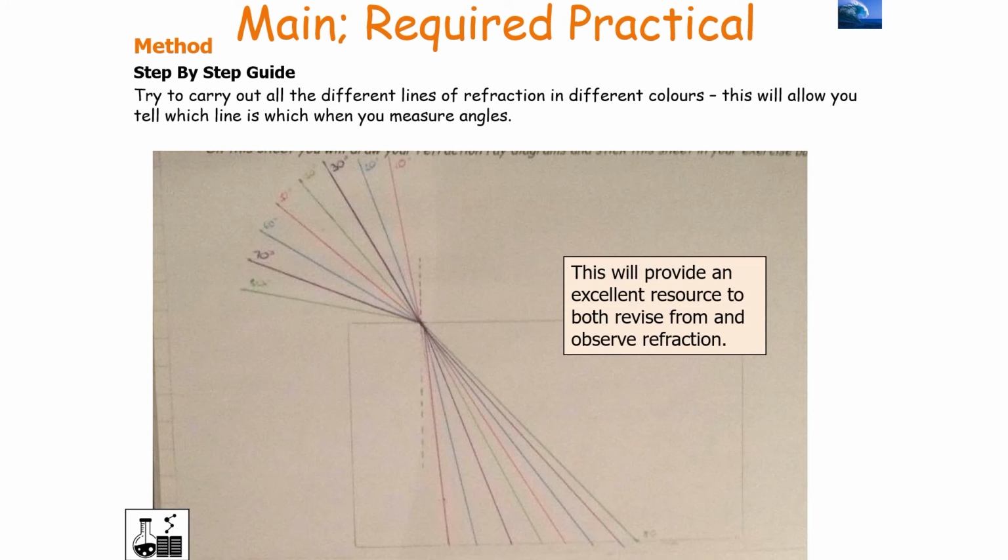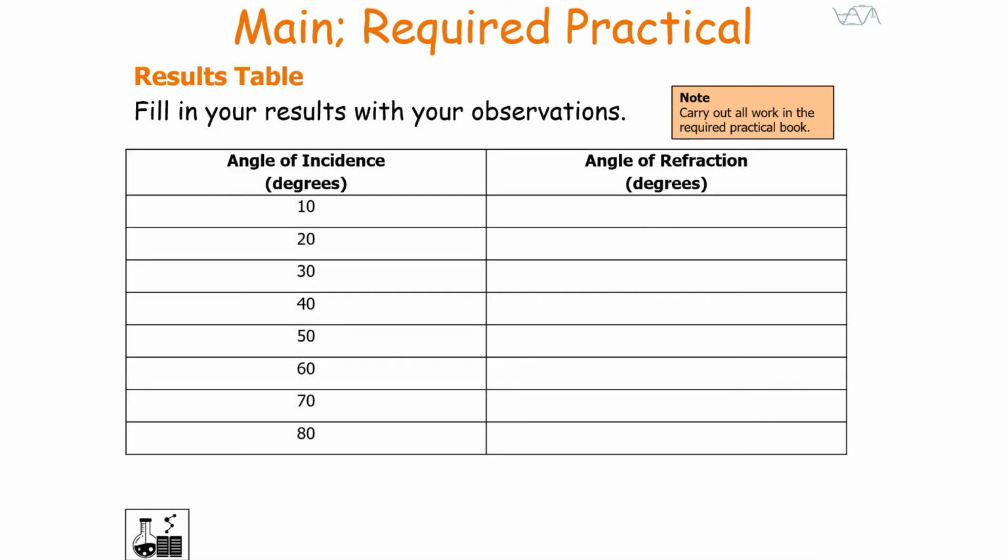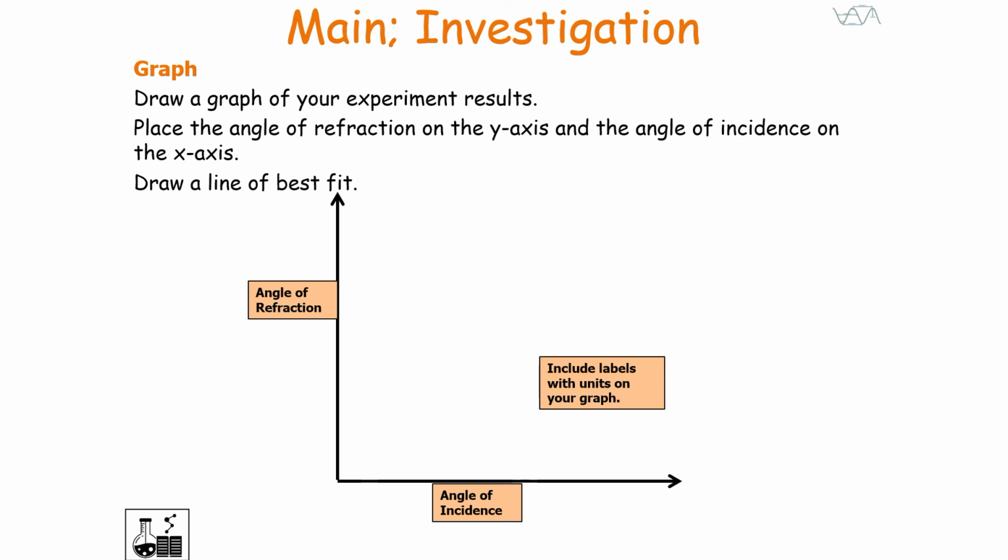Now when you're doing this, my advice would be to carry this out with different colours, because it'll allow you to tell which line is which when you're measuring the angles, and provide an excellent source to revise from, as well as observing refraction. What you would then do is fill in your results table with your observations. You then draw a graph of your experimental results, placing the angle of refraction on the y-axis and the angle of incidence on the x-axis, leading to a line of best fit being drawn, as shown here.